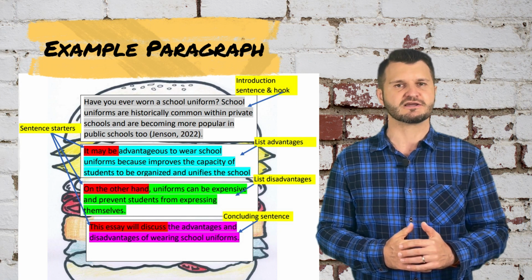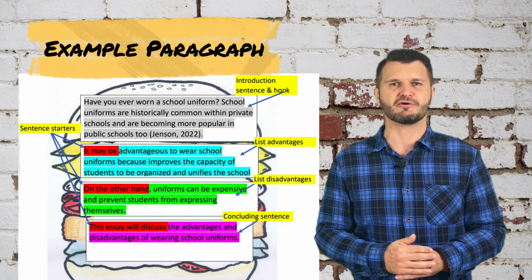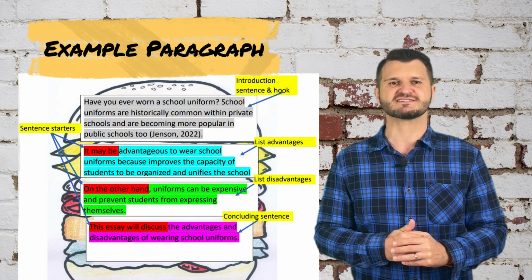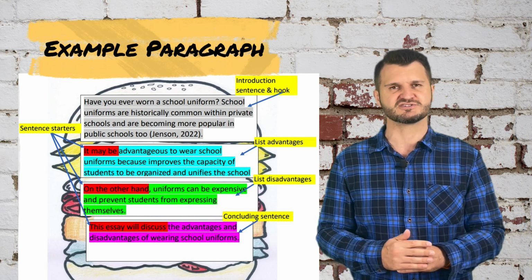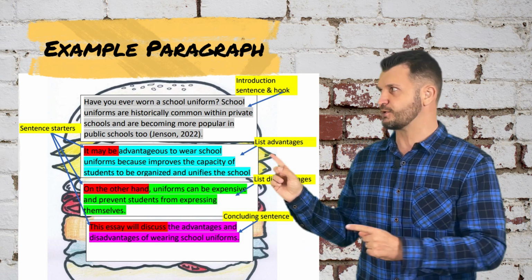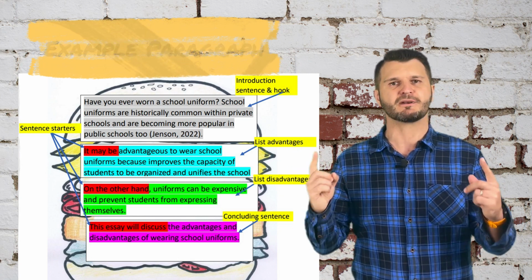And then finally, we have our concluding sentence that wraps up our introductory paragraph. It says, this essay will discuss the advantages and disadvantages of wearing a school uniform. So also, you can spot there in red those sentence starters that really frame and up-level our paragraph.